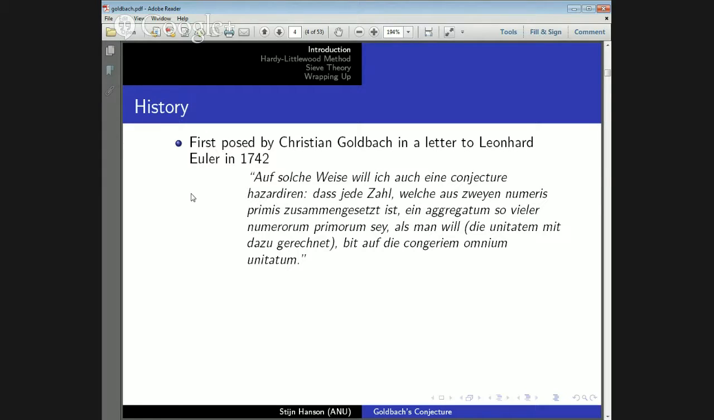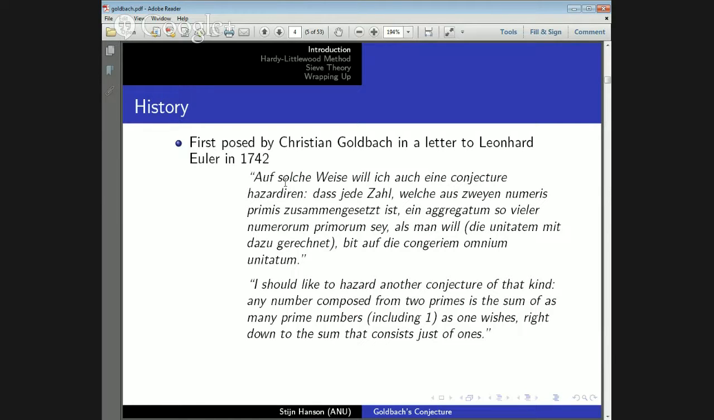For those of you who don't happen to understand pre-industrial German fused with Latin, here's a rough English translation. So he said, "I should like to hazard another conjecture of that kind," referring to a Fermat-like conjecture that he'd posed previously in the letter. "Any number composed from two primes is the sum of as many prime numbers, including one, as one wishes, right down to the sum that consists just of ones."